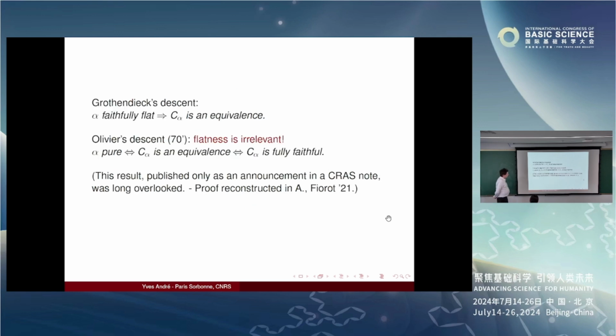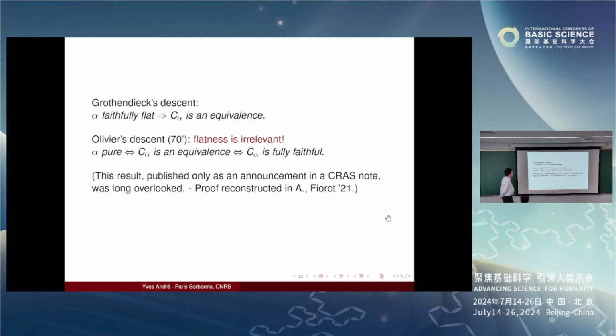So now in this context, Grothendieck's usual descent theorem is that if alpha, the ring map, is faithfully flat, then this functor C alpha, which associates to a module its descent datum, is an equivalence.